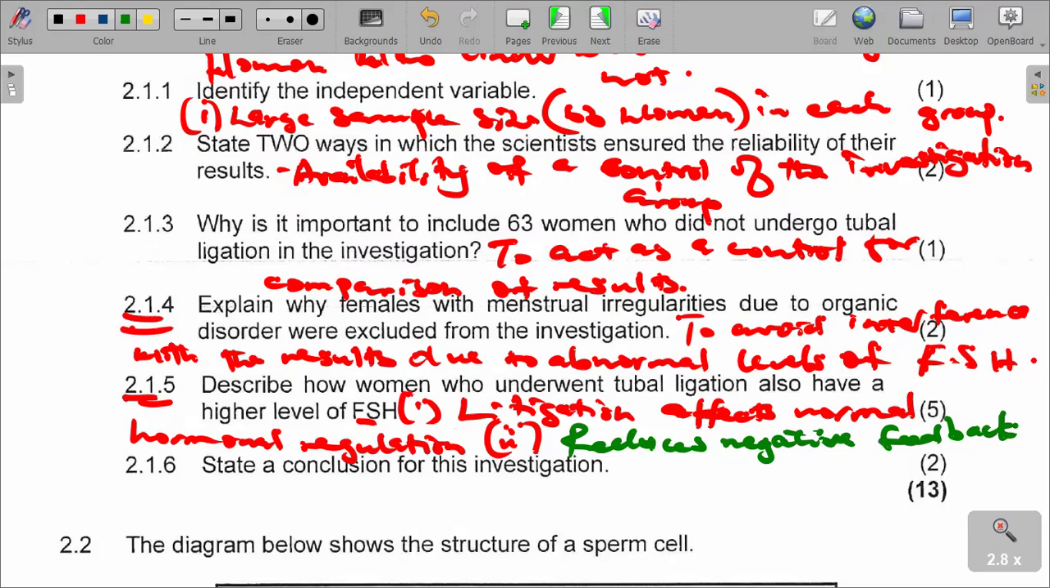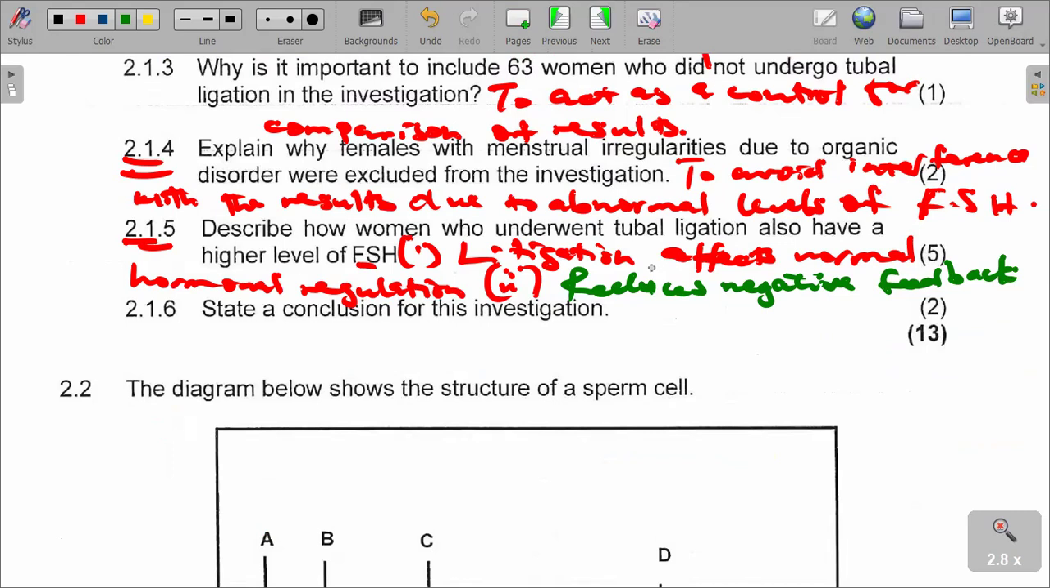You understand? And then let's go to question 2.16. It's a conclusion, saying state a conclusion for this investigation. So if you look at this, having seen this, what conclusion can we draw from this investigation?